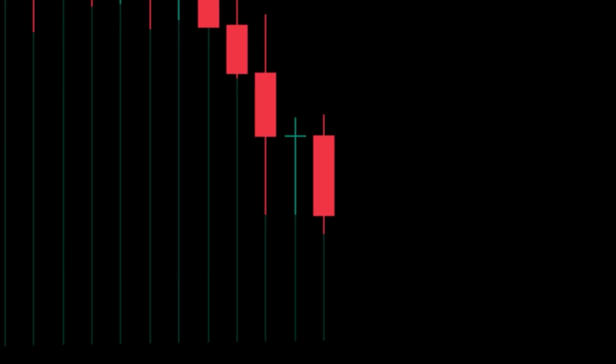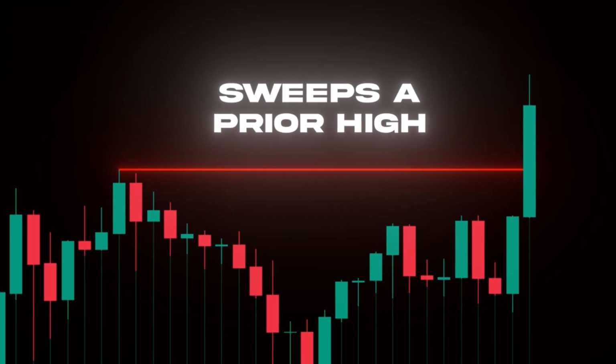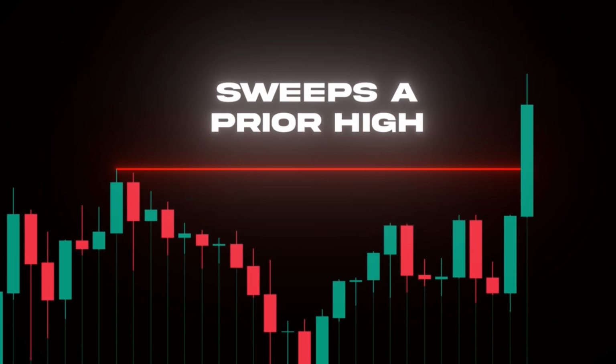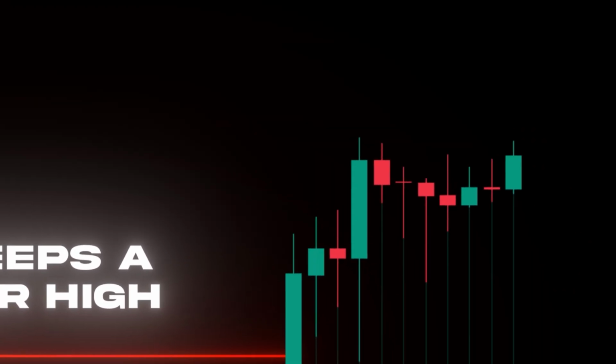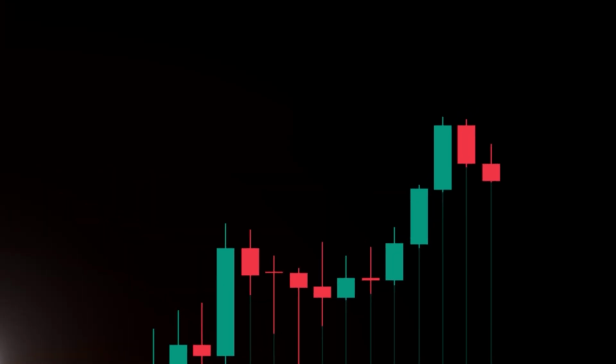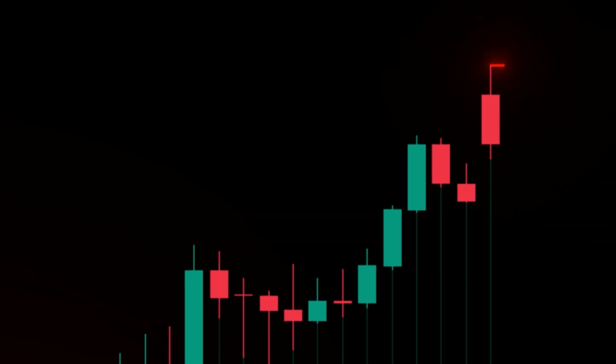Now compare that to this bearish example. Price sweeps a prior high, but momentum remains strong and the regression trend remains bullish. Instead of reversing, price continues higher. This is exactly why context matters.